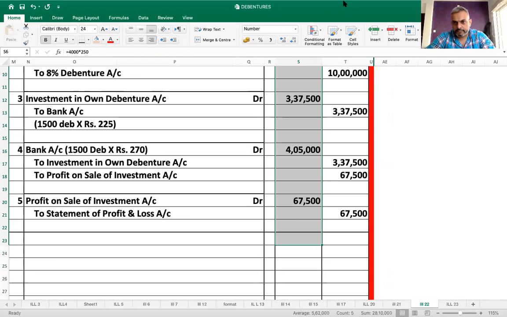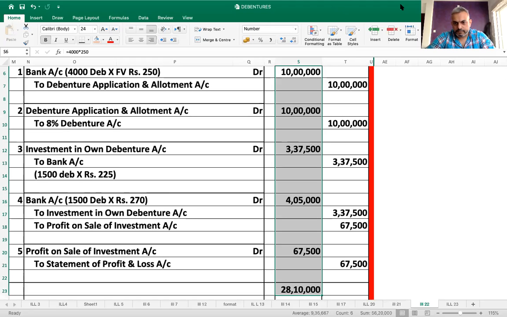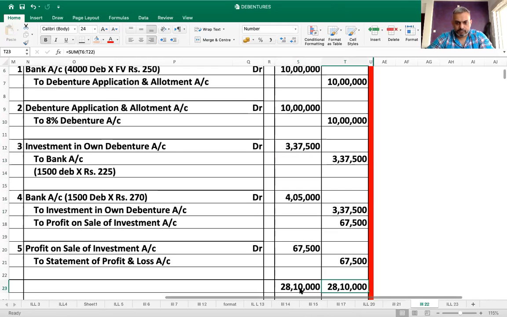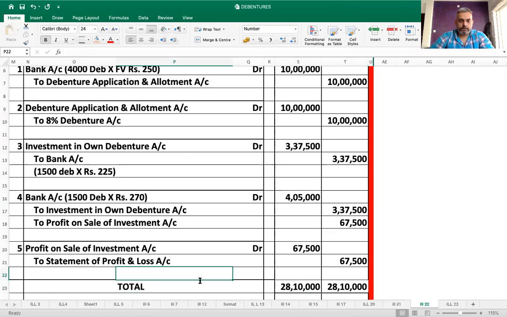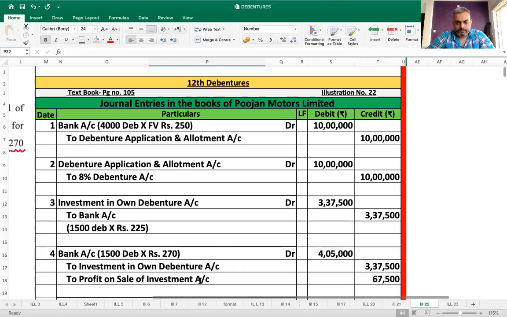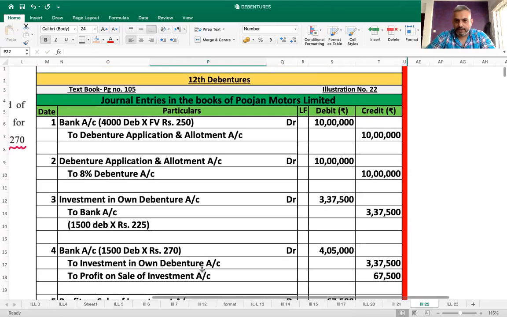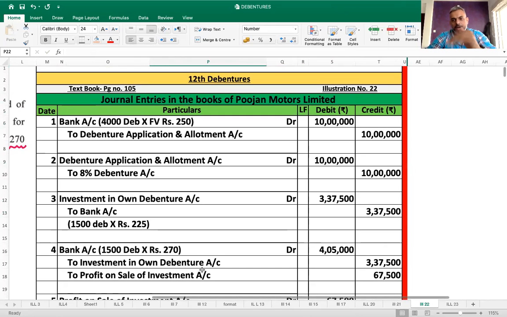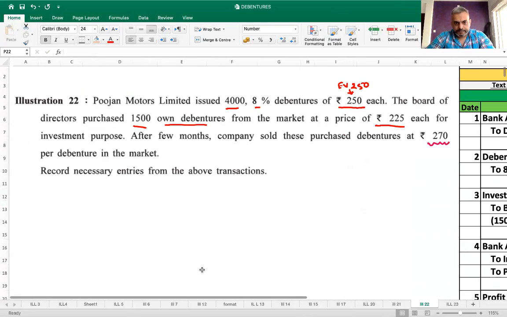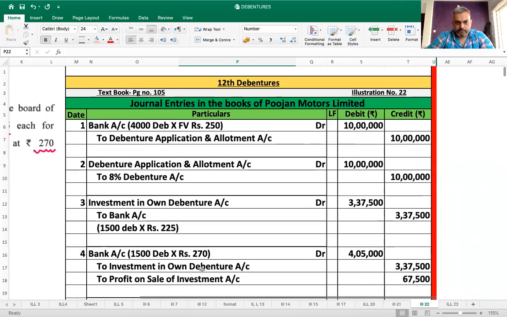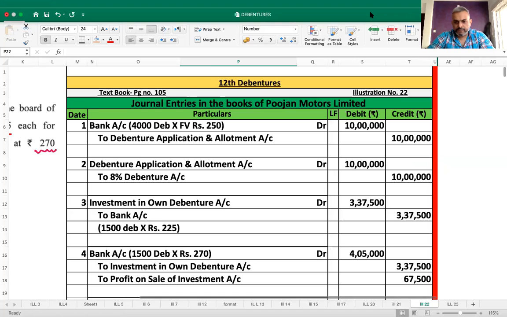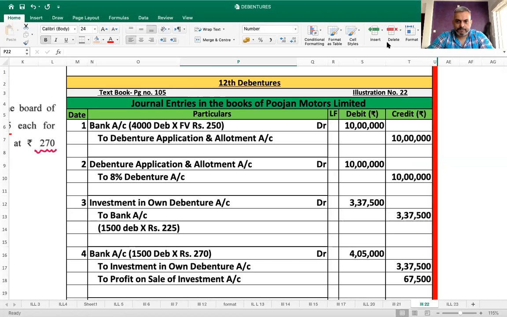Let's do the total. 28,10,000. Underline, double underline it. Total. That's it. That's what this company is doing and making profit by buying its own debenture as investment. Please make format for illustration 23, very important.